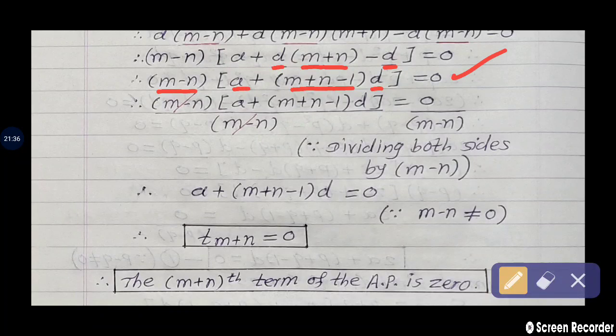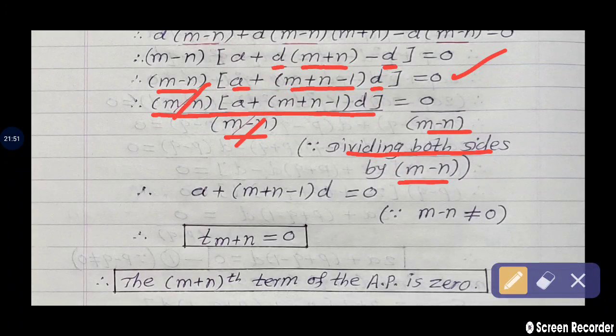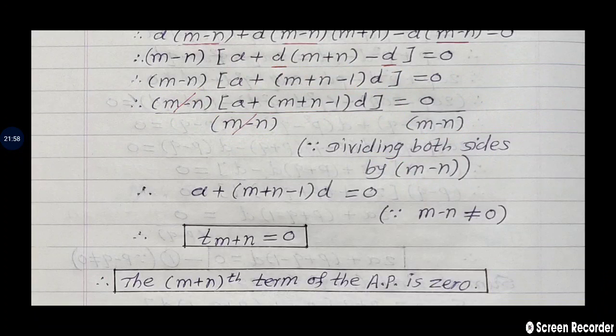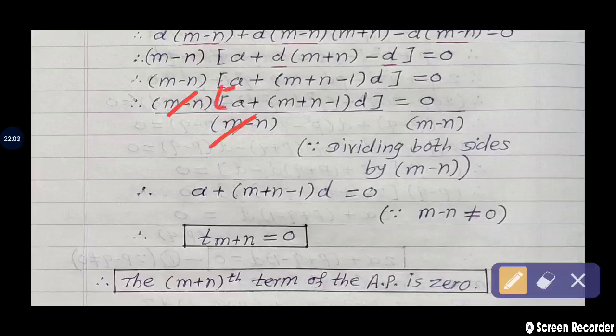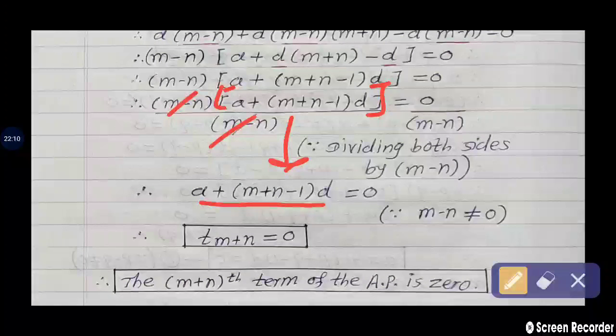Therefore, dividing both sides by m minus n. Why? Because on the left hand side m minus n is present. So we divide by m minus n on both sides. On the left hand side this m minus n cancels. 0 divided by m minus n, the answer is 0. And therefore, what remains? Check that. This m minus n cancels, only this bracket remains, that we write in the next step: a plus m plus n minus 1 into d is equal to 0.